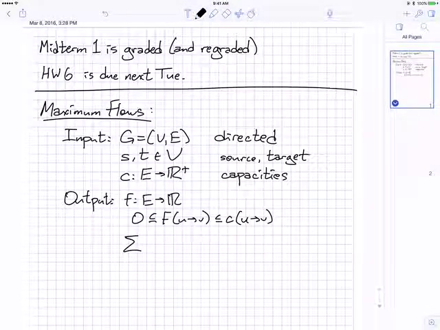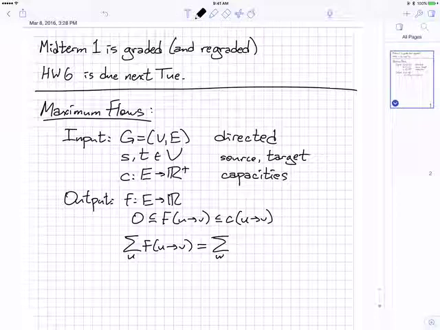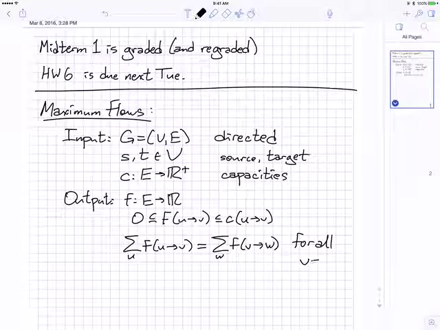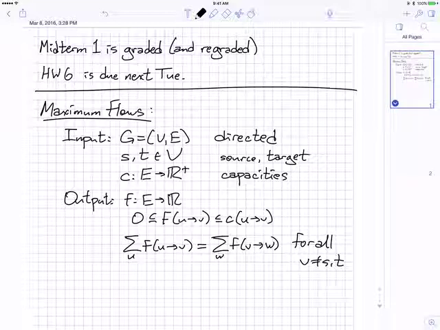For any node V, the total flow into V equals the total flow out of V, except at the source and at the target. So if you think of this graph as representing a network of pipes, at every connecting point where a bunch of pipes come together, whatever water goes into that connection also has to flow out.